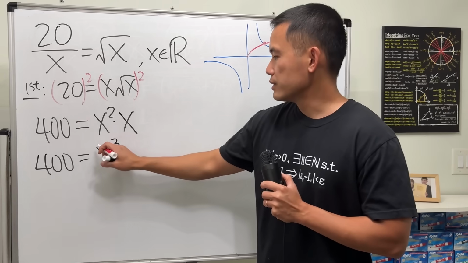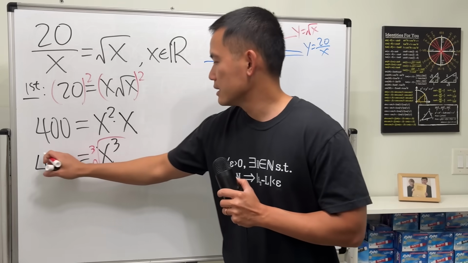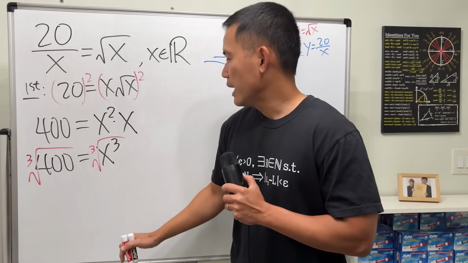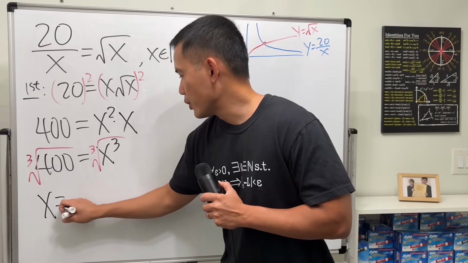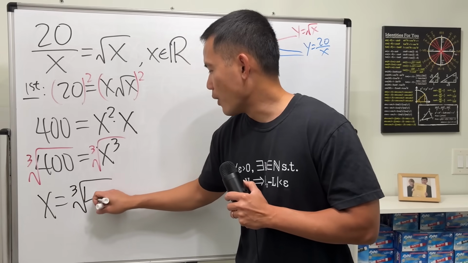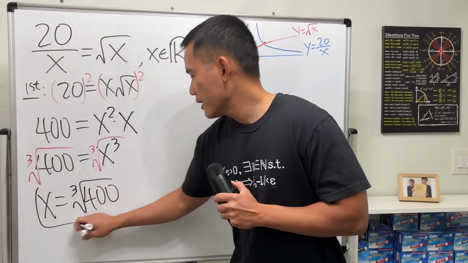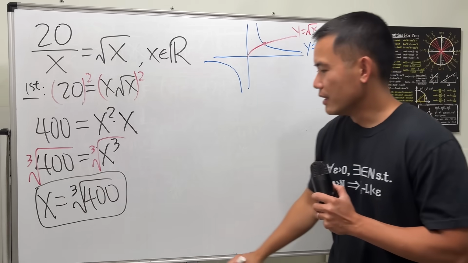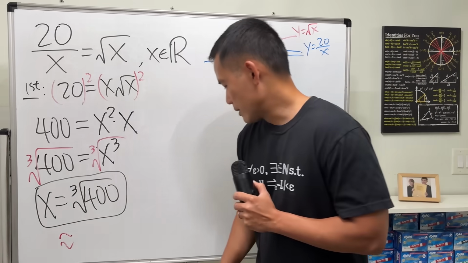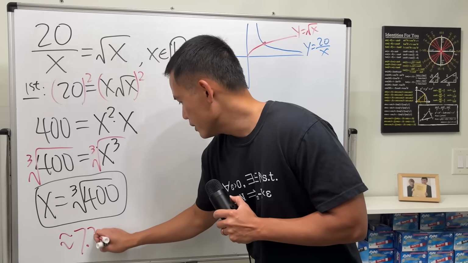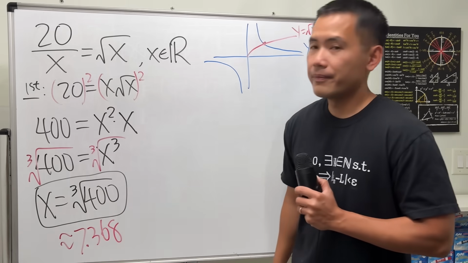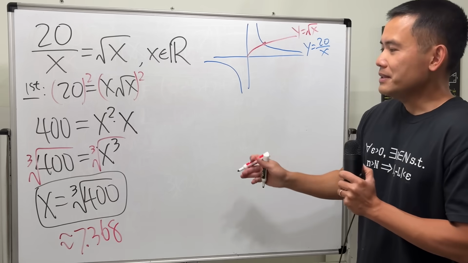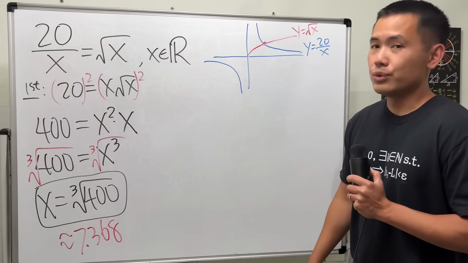And then I will just take the cube root both sides. And x is just equal to the cube root of 400. So that will be the answer for this thing right here. And I'll also tell you, this right here is approximately 7.368.